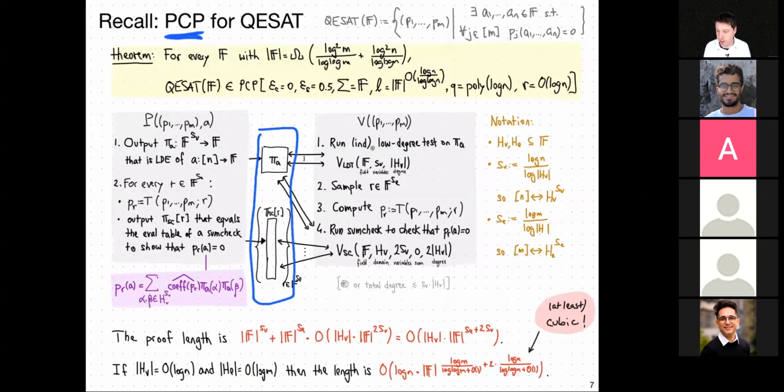Any further questions about the PCP? Amit, your question will be answered in the next slide, so let's get there. I mean, about the PCP first. All right, great.